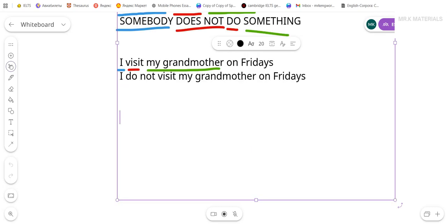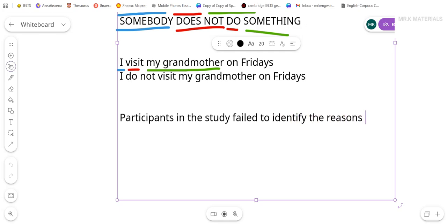Right now, let's take a look at a little more IELTS-like sentence. Let's say: participants in the study failed to identify the reasons behind, or the reasons for, their success. Alright, that looks a little bit dense. A dense sentence, a lot of information.